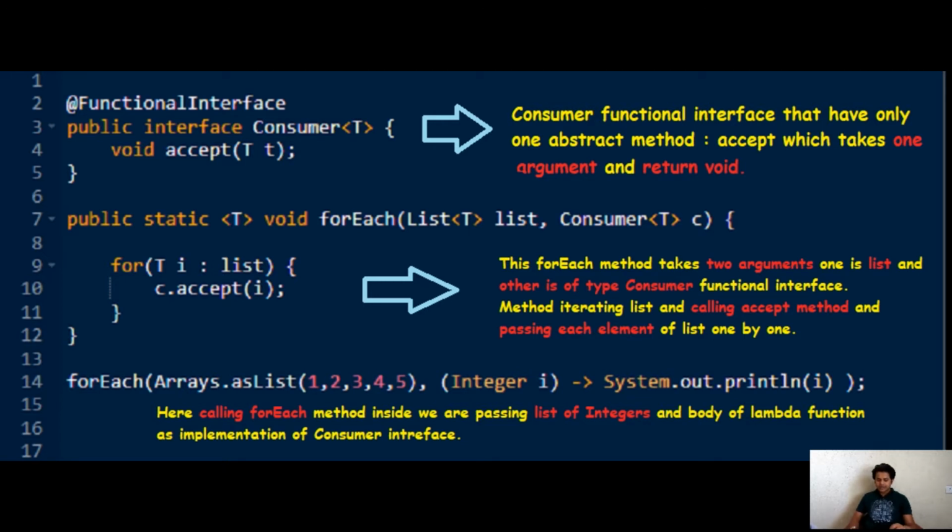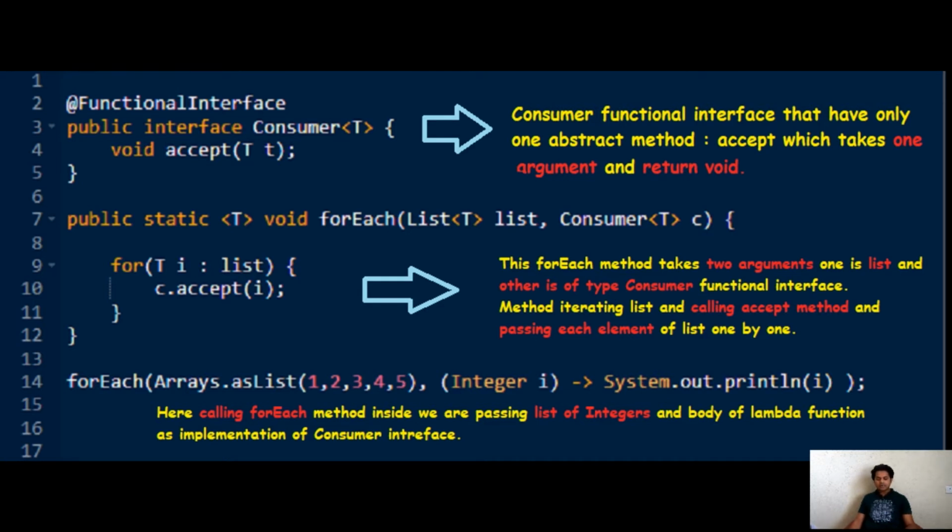If you see line number 7, I have created a forEach method. This is a custom method. This method takes a list as a parameter, and the second parameter is of type Consumer. Inside this forEach method, you can see it is iterating the list, calling the accept method and passing each element of the list one by one.